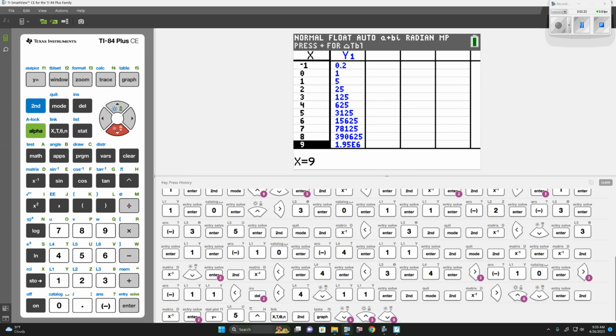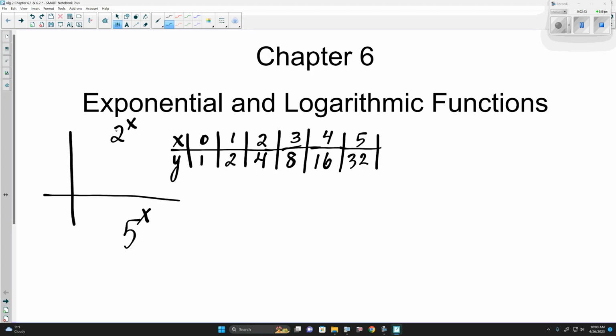E tells us that it's times 10 to the 6th. So that means it has 7 digits, so 390,000. So that means when x is 9, it's gone over 1 million. So we haven't even got to an x value of 10 for x to the 5th, and we have over 1 million. So these will increase faster.